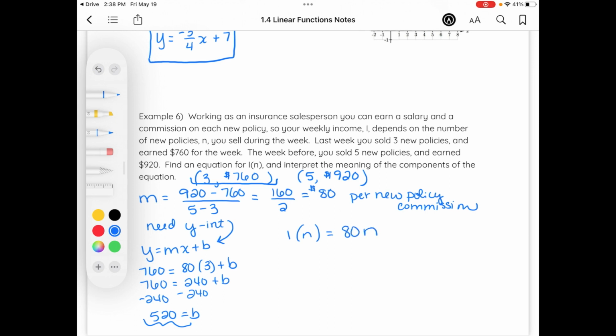When I write my equation then, I of n is equal to our slope, $80 times the number of policies that we sell, plus $520. So this $520 represents our base salary. And the other component was the $80, which represented the commission per policy that we create. So now we've answered both of the questions kind of as we went along and talked through the problem itself.